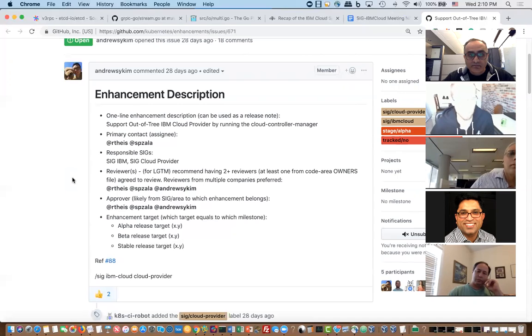But what we did internally is we had a review meeting last week on our internal design and moving forward with the outer IBM cloud provider, and we'll basically take that as the foundation.